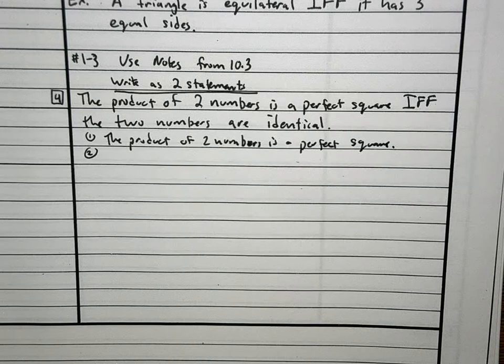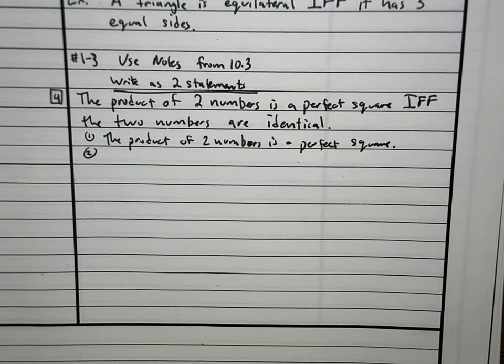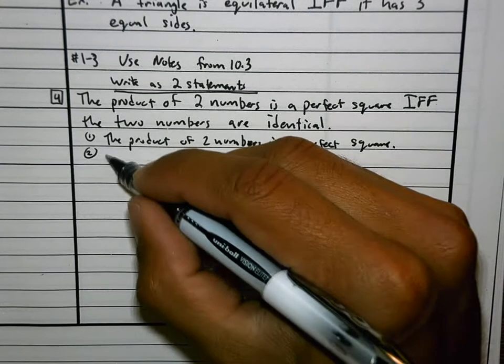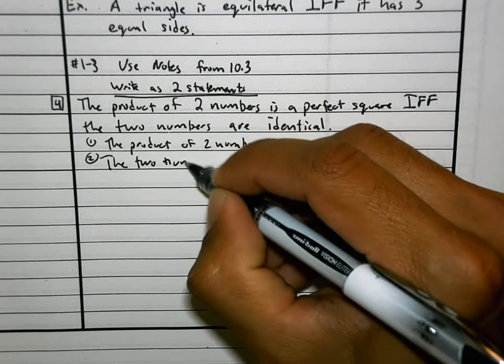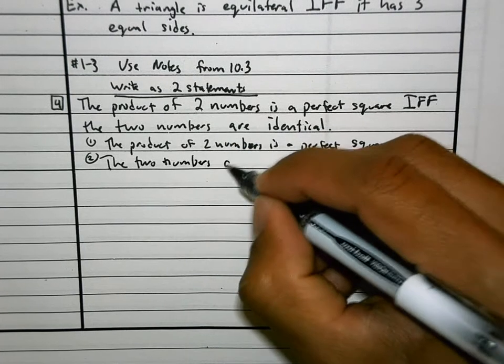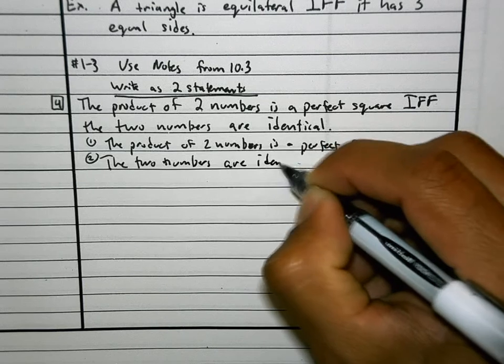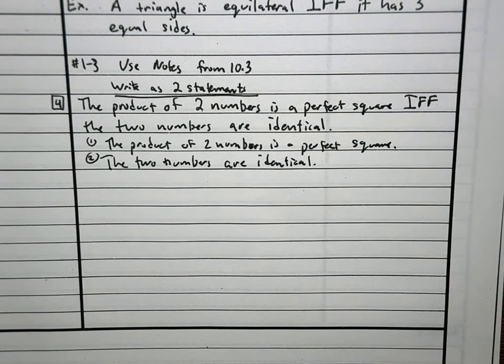Statement number 2 should be pretty easy. What am I going to write? Anybody? Exactly. The 2 numbers are identical. That's it. That's how you do number 4.